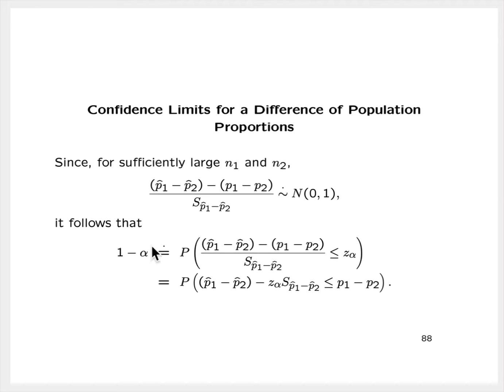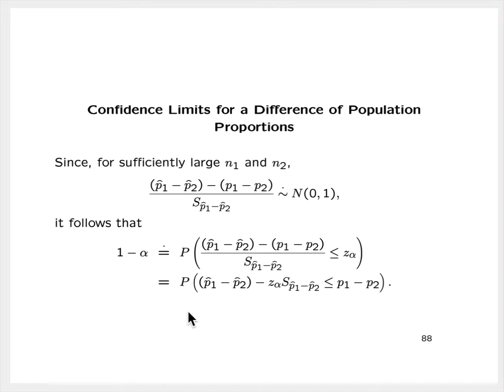Okay, so that's fixed. This implies then that the probability that this standardized version of the difference between the sample proportions is less than or equal to z sub alpha is 1 minus alpha, or at least approximately equal to 1 minus alpha. We can rearrange stuff inside the parentheses there to get P1 minus P2 on one side of the inequality all by itself.